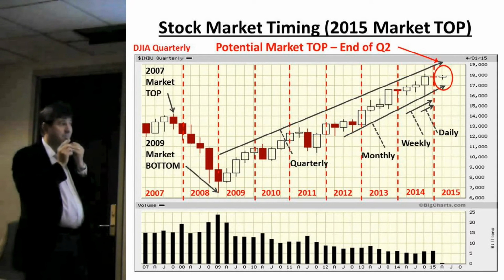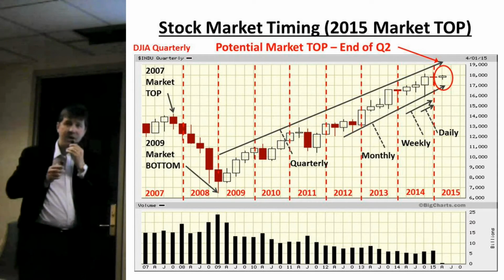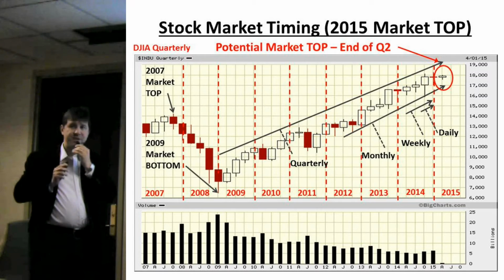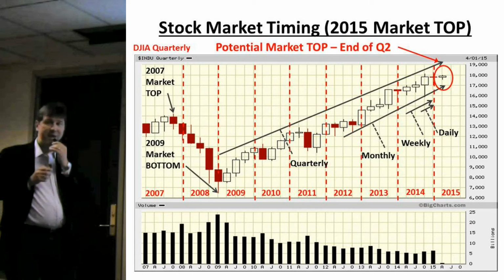So I'm thinking, from the research I've done over the summer, that if we've seen a top in May, we're going to see 2 to 3 years of a downturn through to probably the middle to end of 2017.